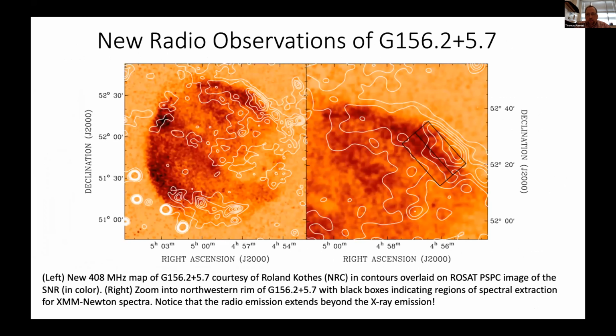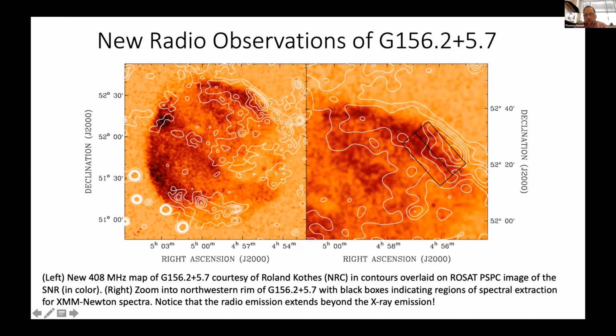Roland Kothes has recently come on board this project. He's providing new radio data for this remnant. So this is showing the ROSAT PSPC image over here on the left panel with the radio contours overlaid. What you can see here is that the radio emission is localized to just a bright southern rim, which is weak or absent in the X-ray, and the northern rim, which is quite prominent in the X-ray and the radio. So it's natural to draw attention to this location over here.